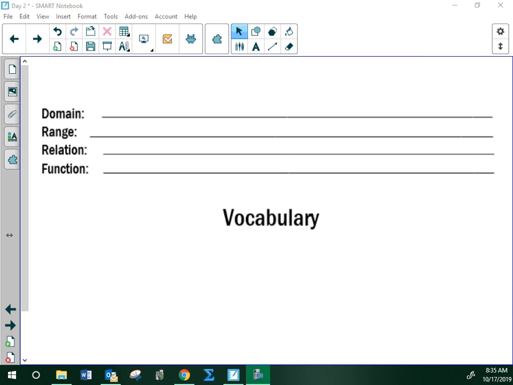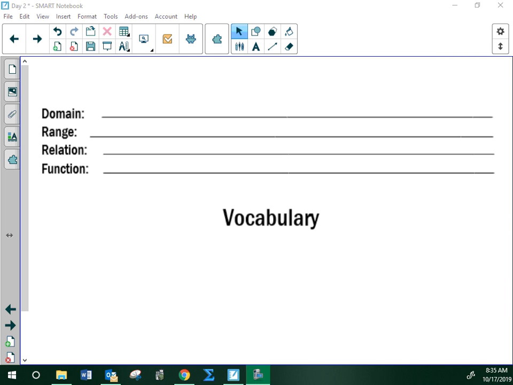There you go. Okay, so this is just another way of presenting our notes. So we'll be going through this. The top one says functions, domain, and range. That's the title of today's notes. And then we have our vocabulary. What does it mean to be domain? What does it mean for range, relation, and function?